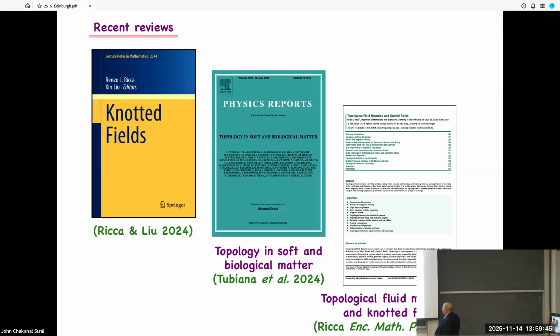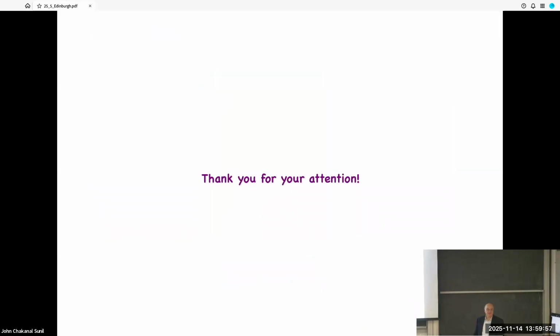And there is still another one that came out early this year, and this in the Encyclopedia of Mathematical Physics, as you see, or you don't see, topological fluid dynamics and knotted fields. That's all. Thank you very much.